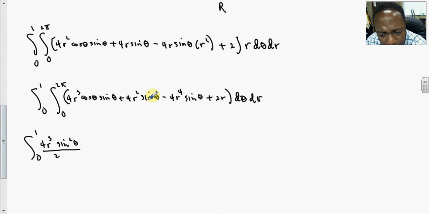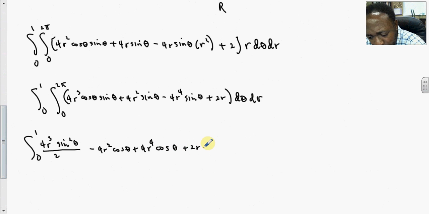Okay, then we integrate the sine here, we get minus 4r squared cosine theta. And the integration of this sine is negative cosine, negative times that negative is positive, 4r to the fourth cosine theta plus 2r theta. Theta is evaluated from 0 to 2 pi. And now here we have dr.